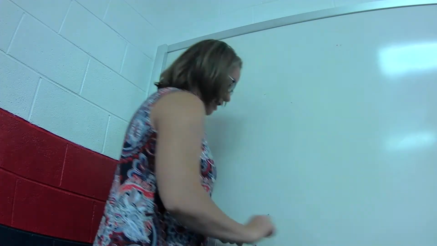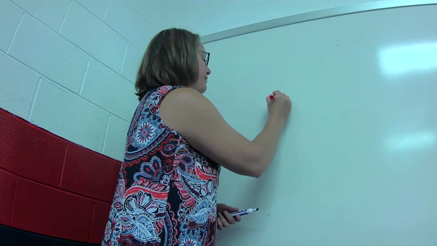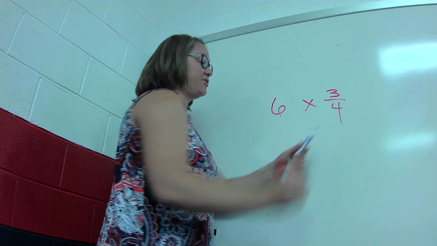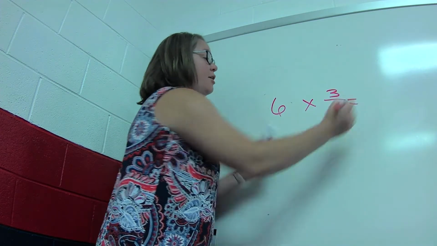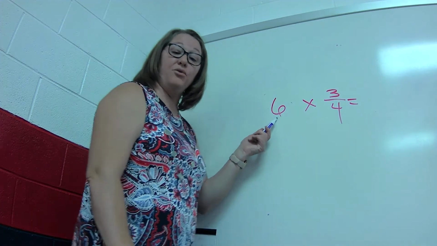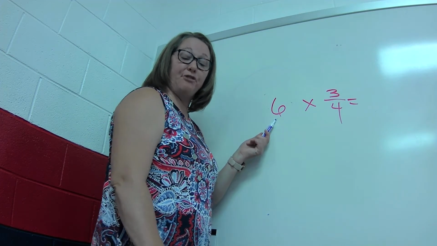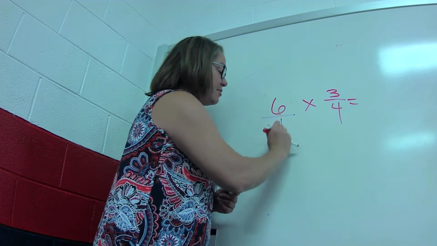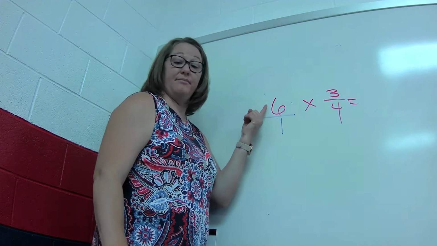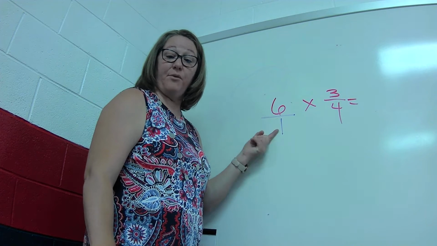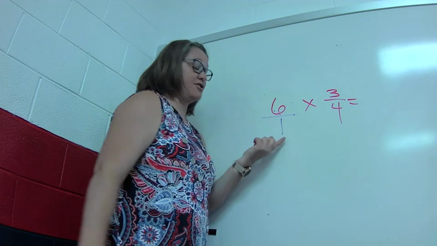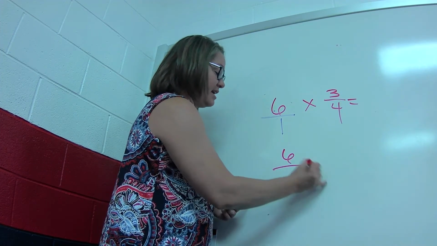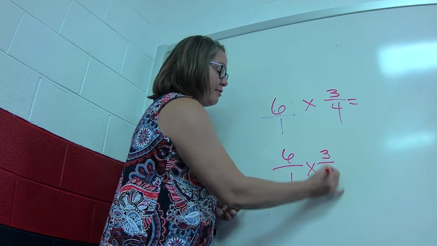All right, a fraction times a whole number. So we have 6, that's a whole number, times 3/4. That's our fraction. What I have to do is take my whole number and make it an improper fraction by simply putting my fraction bar and putting a 1, because that reads 6 divided by 1, and now my numerator is larger than my denominator. So now I rewrite it 6/1 times 3/4.